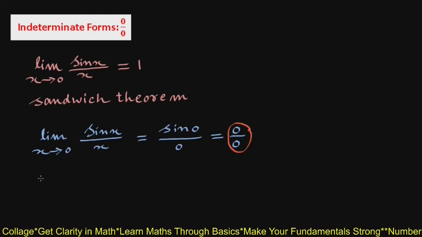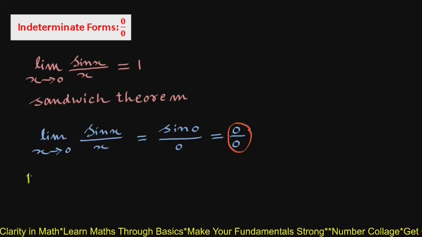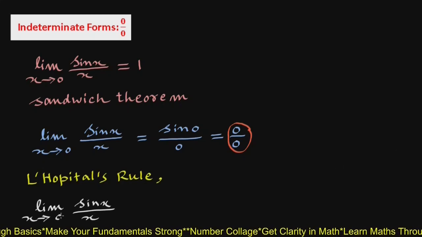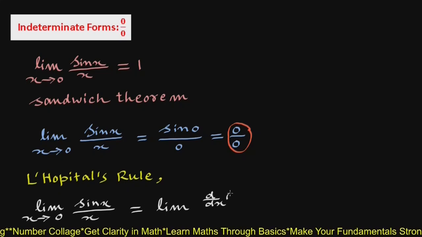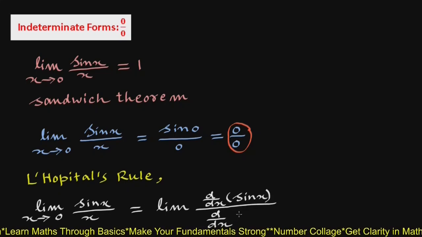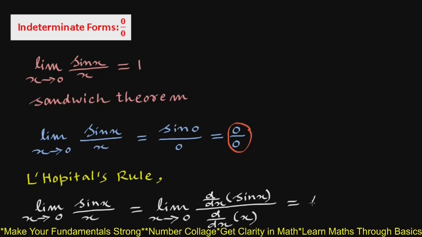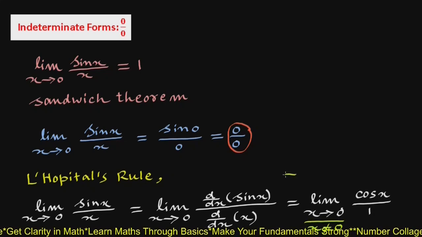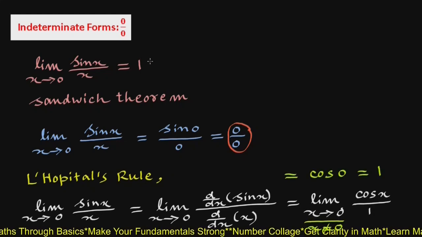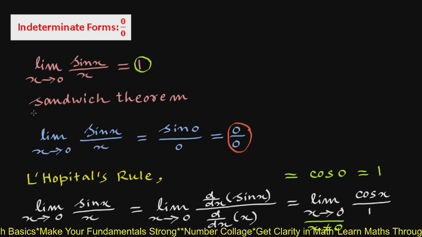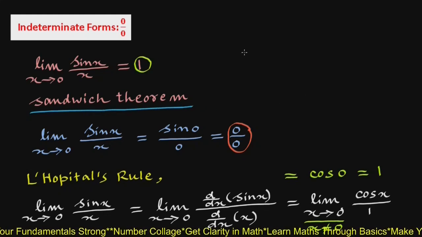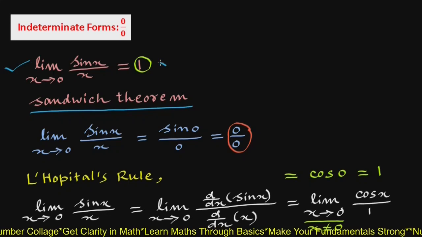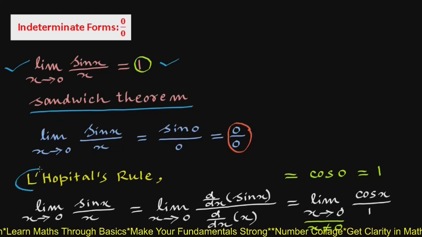We can easily evaluate this indeterminate form by using L'Hopital's rule and write limit sin x upon x as x tends to 0 equals limit d by dx of sin x upon d by dx of x as x tends to 0. This will be limit cos x upon 1 as x tends to 0. So this limit will be cos 0, 1, same as this one. So we can see without using sandwich theorem how easily we can evaluate this limit sin x upon x as x tends to 0 equals 1 by using L'Hopital's rule.